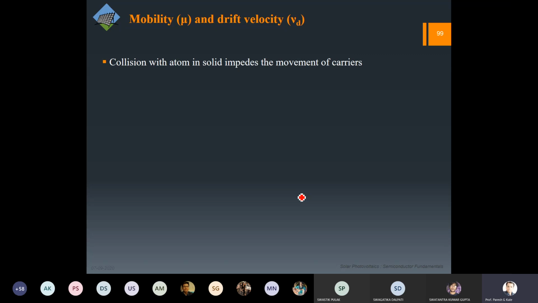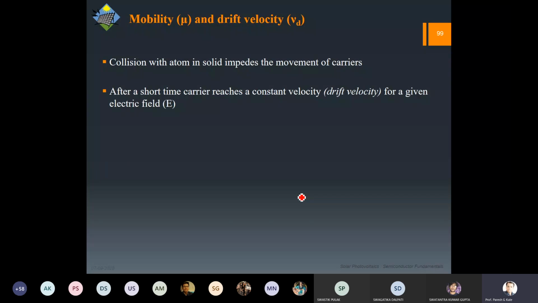So as I've said, whenever there is a movement of carriers, there will always be collisions with atoms. And what happens is, after a certain time, when there are so many collisions, it will reach a drift velocity for a particular electric field. Okay, and the other thing is the mobility. Now you can see these impediments as resistance.